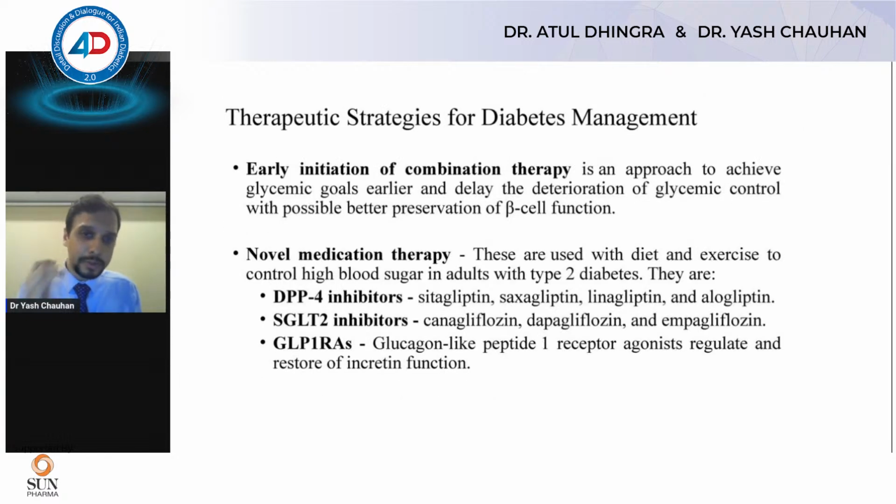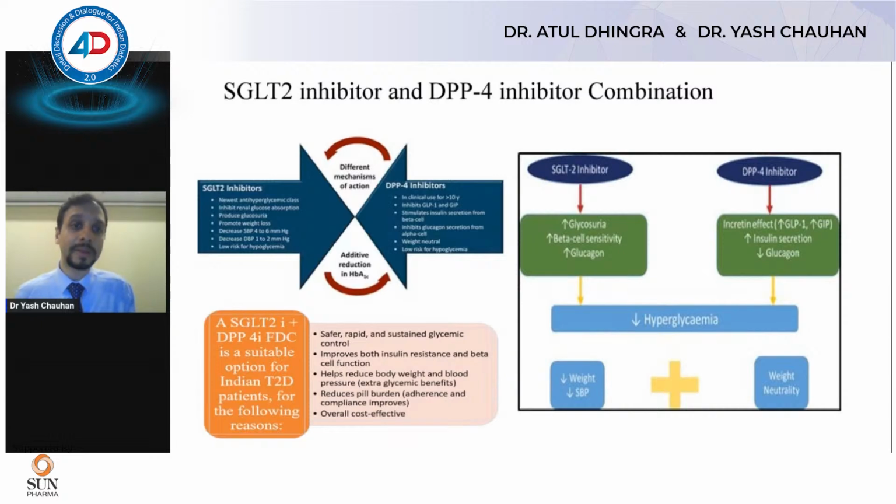Another strategy for diabetes management is initiation of combination therapy, where we often add DPP4 inhibitors even to patients who have an active ulcer. So it's not contraindicated; DPP4 inhibitors can be added. SGLT2 inhibitors can also be added once sugars are better, once we have evidence of wound healing, once there is no infection. So these are the newer medications that can be given.